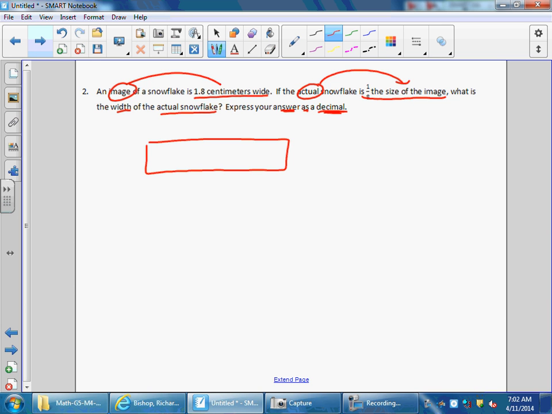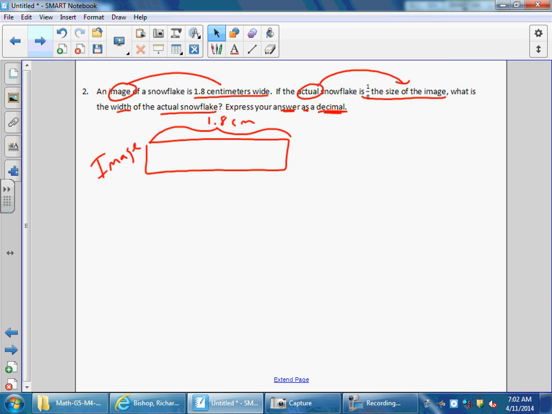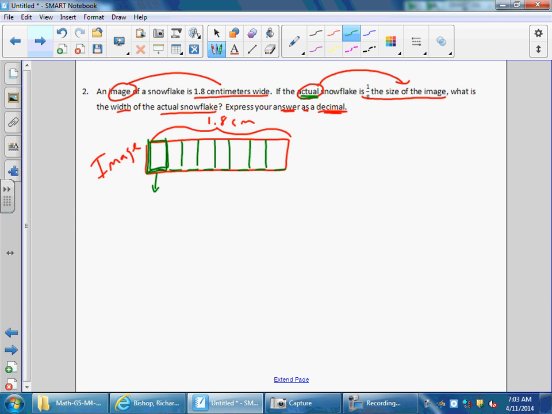Okay. So here's my image. The image is 1.8 centimeters. This is the image. The actual is 1/8 the size. 1, 2, 3, 4, 5, 6, 7, 8. 1/8 the size. So this would be my actual. Okay, it's 1/8 the size.